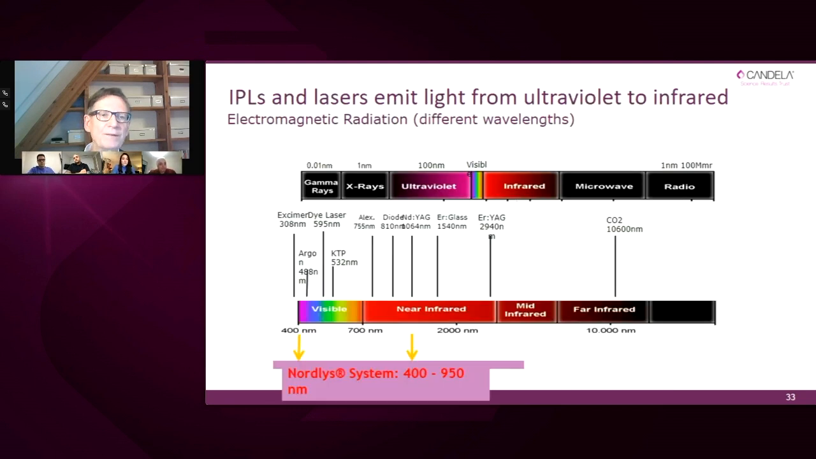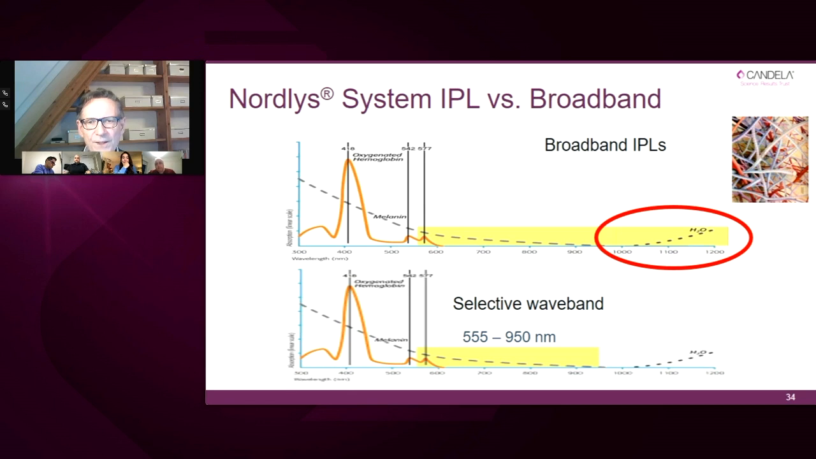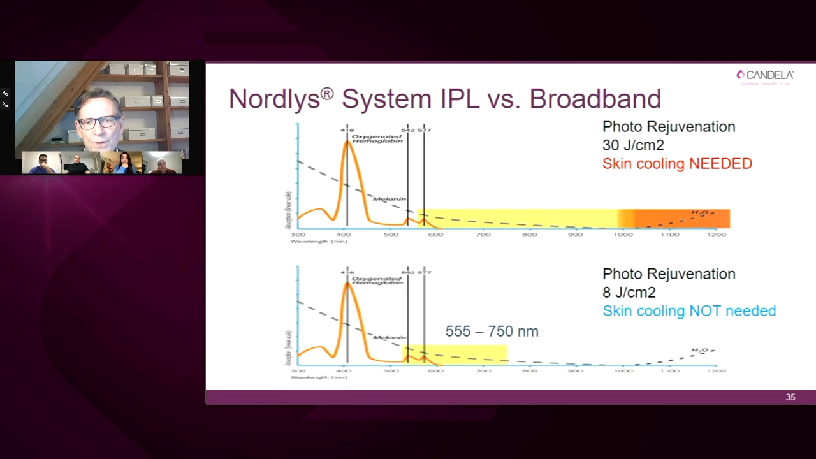There are many different wavelengths that can be produced by clinical lasers, but as you can see, the Nordlys will range from 400 nanometers all the way up to 950 nanometers with this IPL system. And that is actually a very good idea, because in the Nordlys here with the selective waveband, we filter out the wavelengths that are absorbed in tissue water, and we don't heat the water. That means that we don't need any skin cooling compared to other devices where you actually apply a much larger amount of energy.